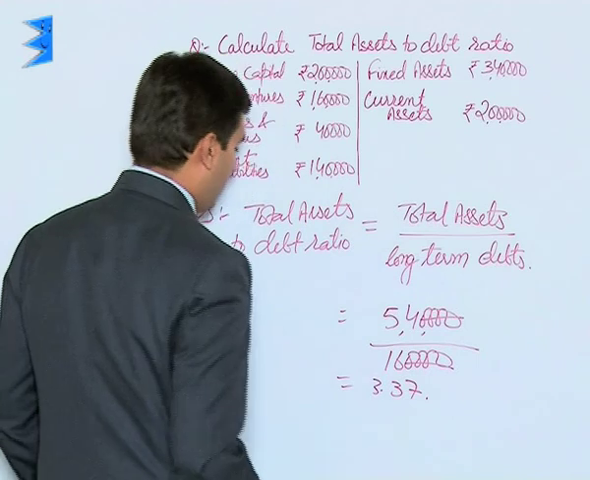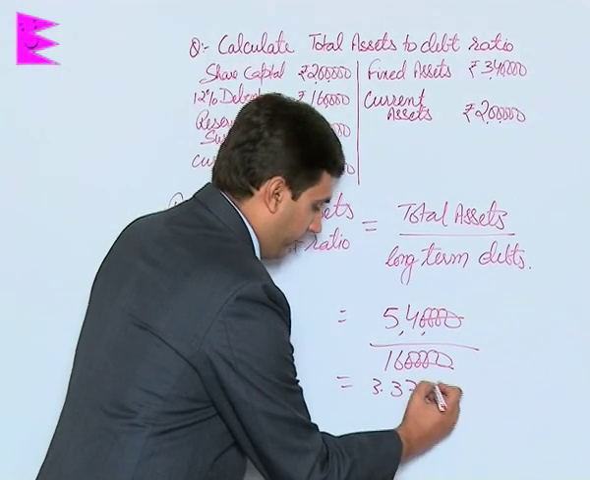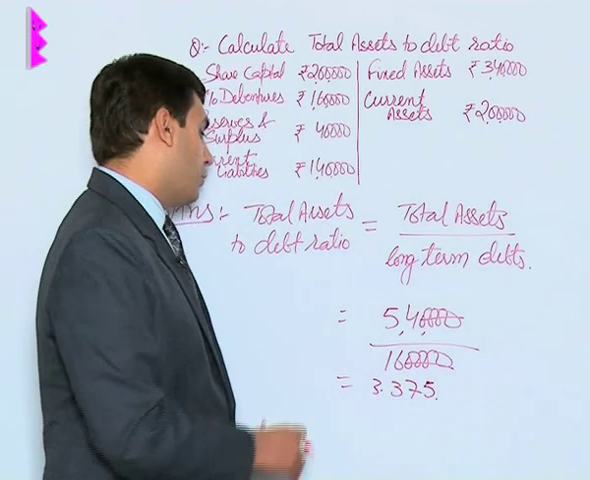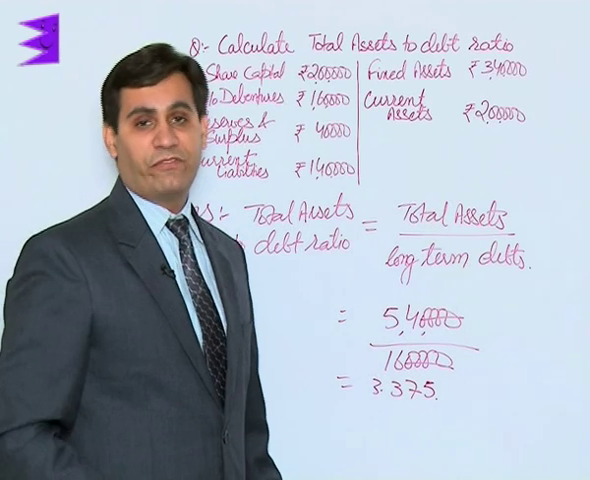3.37. That is an approximate answer. It would be 3.375. So students, we can say that total assets to debt ratio is 3.375 times.